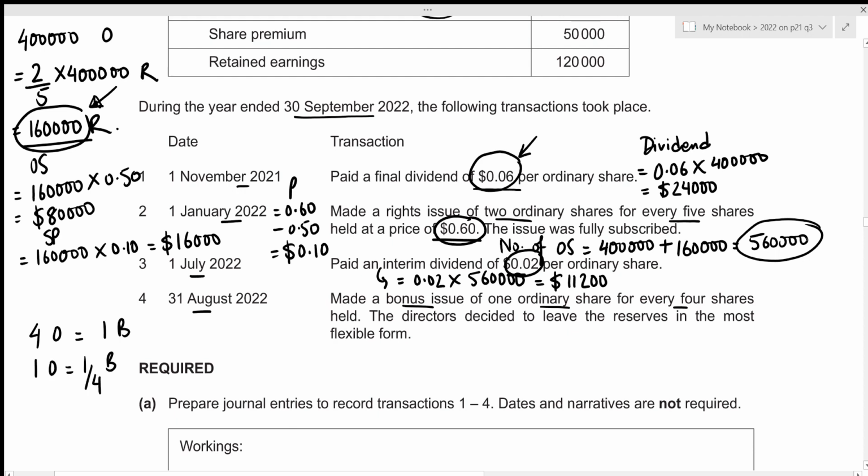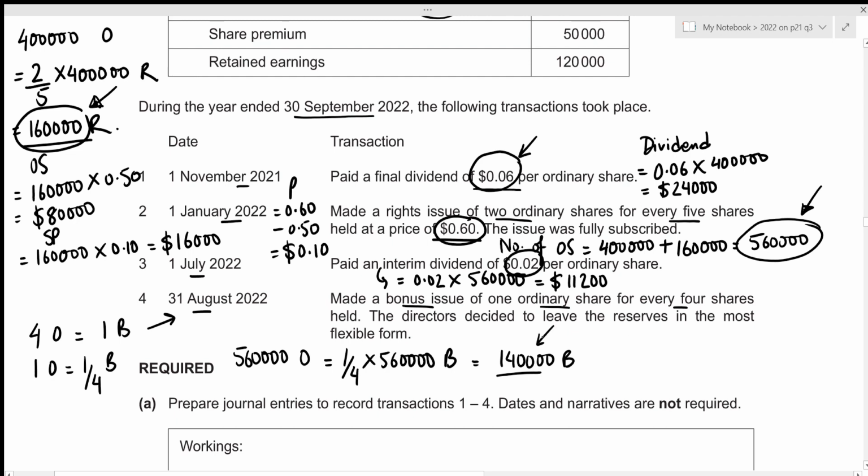And we already figured out that the total number of ordinary shares at that date is 560,000. So we need to figure out the number of bonus shares corresponding to that value. So for 560,000 ordinary shares, the company will be providing 1 by 4 times 560,000 bonus shares. This results in the value of 140,000. So this just means that at the date of 31st August 2022, the company made a bonus issue of 140,000 new ordinary shares, right?